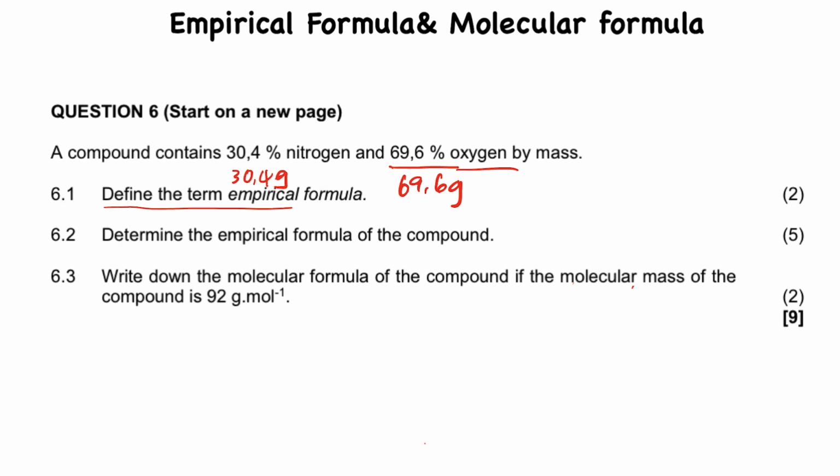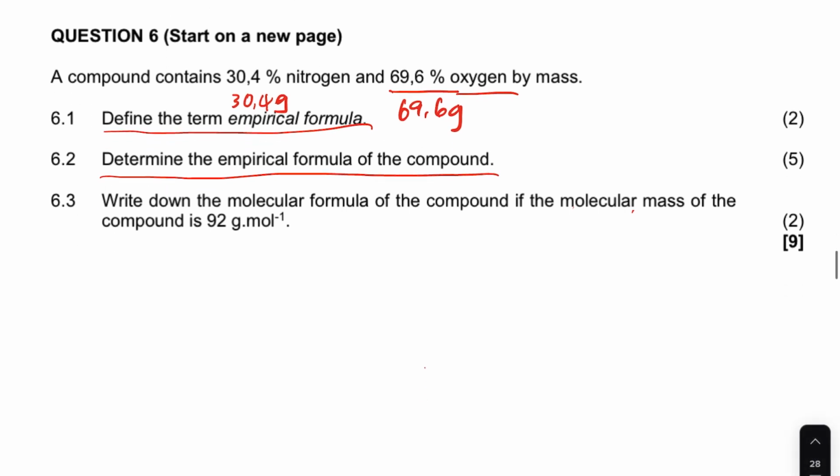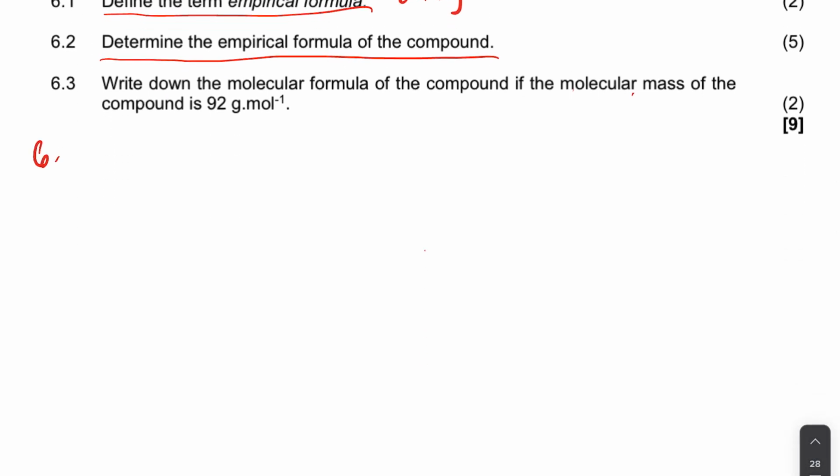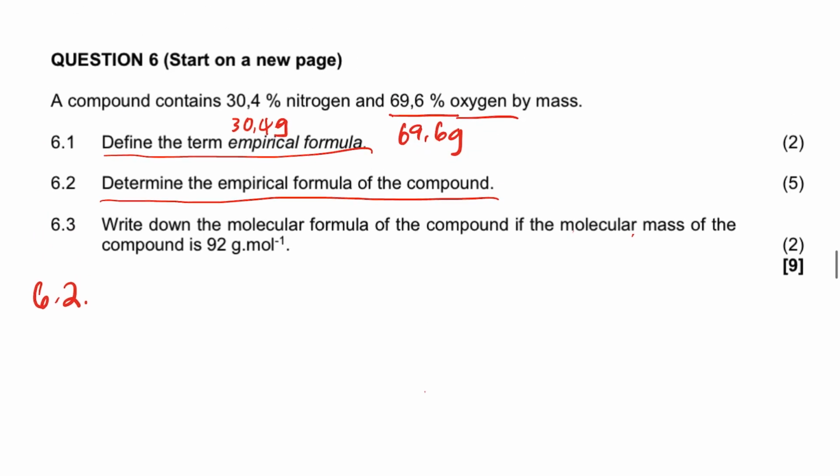Now it says define the term empirical formula. Guys, when it comes to definition, stick to the exam guideline. The empirical formula is the simplest ratio between two atoms to form a compound. Right? Now it says determine the empirical formula for that. So 6.2, the empirical formula. So you put the ratio as you are given there. It's nitrogen and oxygen. So I'll have nitrogen is to oxygen, right?